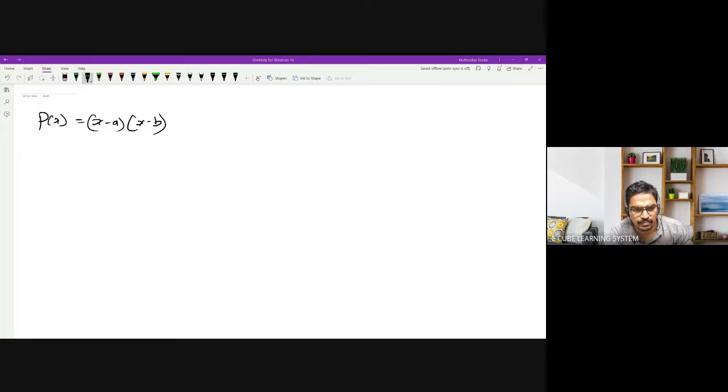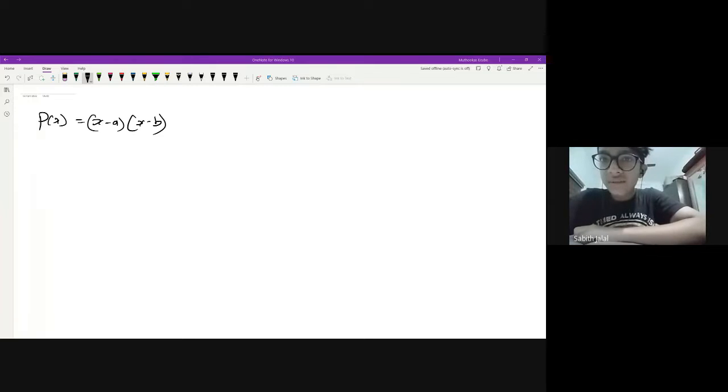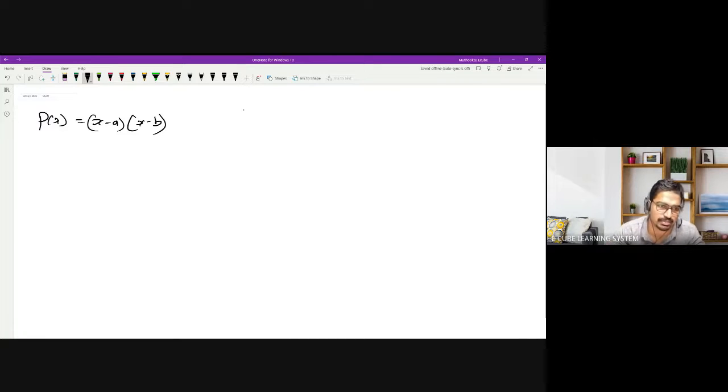Sir, x minus a, x minus b. x minus a and x minus b are the factors. If p of x is equal to the product of two polynomials, then x minus a and x minus b are the factors. They are called factors. Now here the zeros are which ones? x equal to a and x equal to b are the zeros.